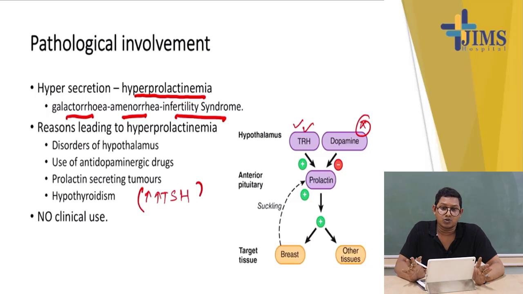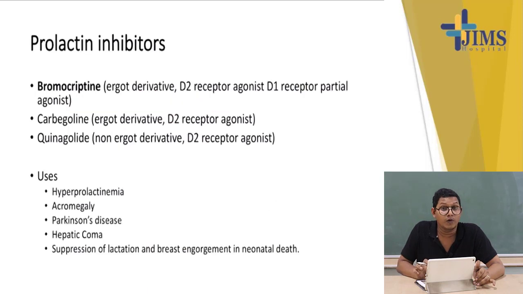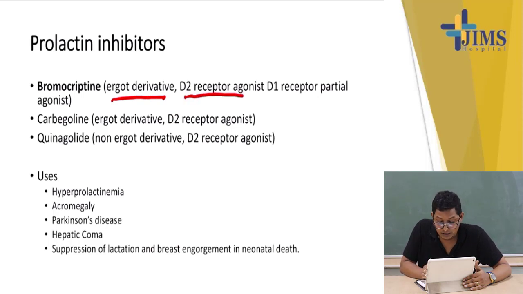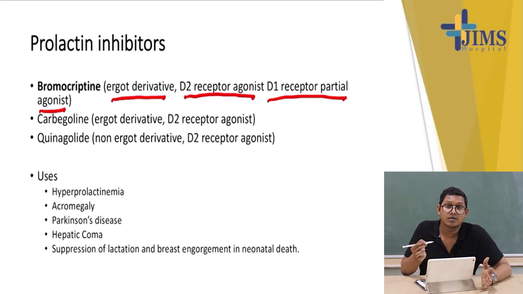There is no clinical use of prolactin as a whole, but we use prolactin inhibitors. Drugs like bromocriptine, cabergoline and quinagolide are prolactin inhibitors. Now, how do they inhibit? Bromocriptine is an ergot derivative. It is a D2 receptor agonist and D1 receptor partial agonist. So bromocriptine is an agonist of the dopaminergic receptors. In the D2 receptors, they are agonists, and in the D1 receptors, they are partial agonists.